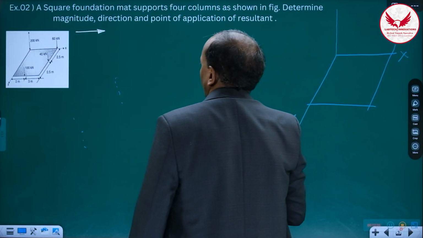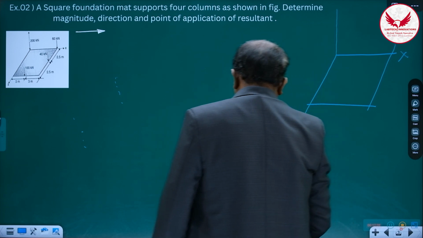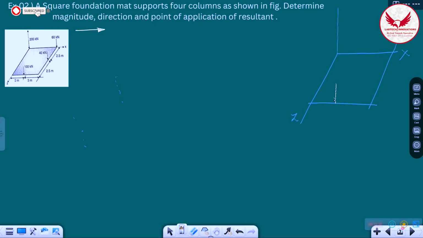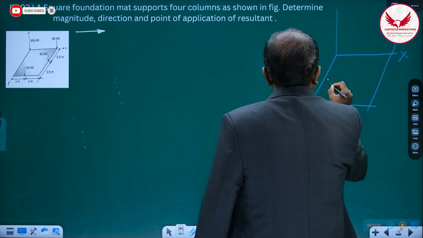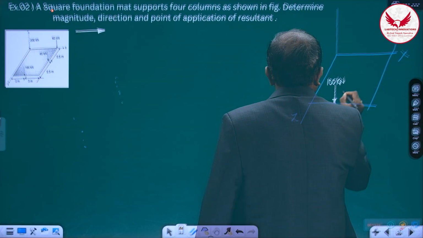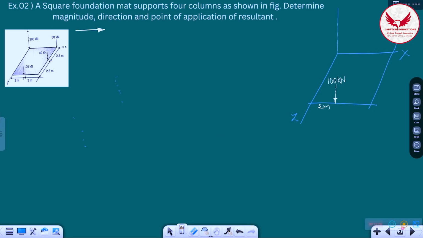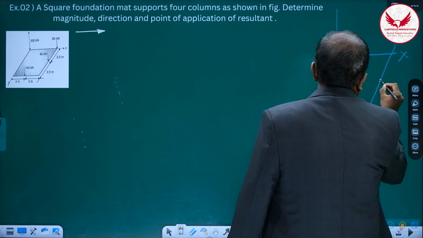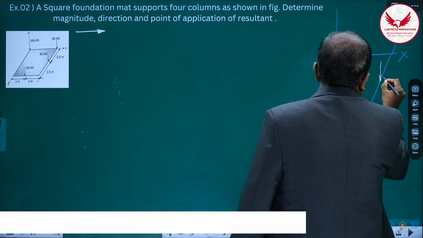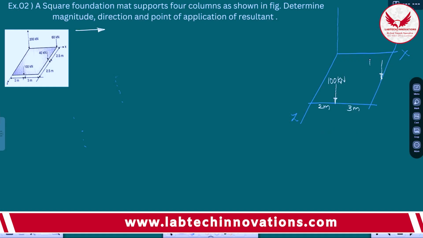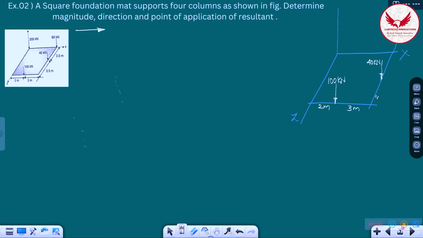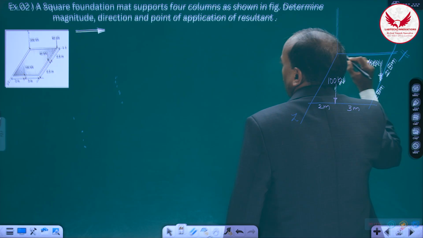So it's 5 by 5. So at a distance of 2 meters from this, a force of 100 kilonewton. So it's 2 meter, and this distance is 3 meter. Again, exactly at the center, vertically downward force, it is 40 kilonewton, and this is 2.5 meter, 2.5 meter. Correct.